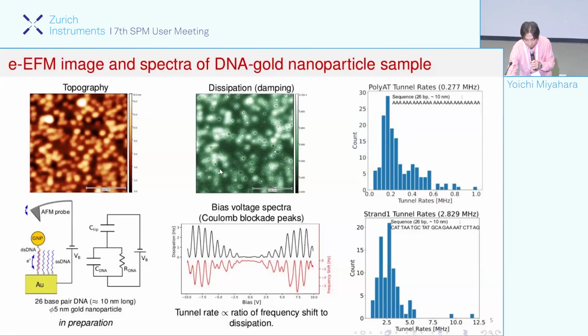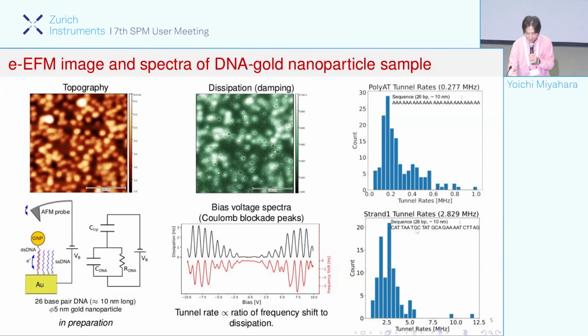So if you go to one of the quantum dots, and if you sweep the bias voltage like this, you can see a bunch of single electron tunneling peaks, both in the resonance frequency shift and the dissipation. And by just taking the ratio of the frequency shift to dissipation, one can extract the tunneling rate in a quantitative manner. And we measured two different sequences. This is poly-AT, all AT, AT, AT, AT, 26 base pair. And the other one is a more complex sequence.